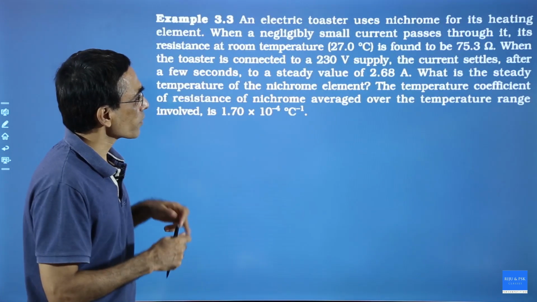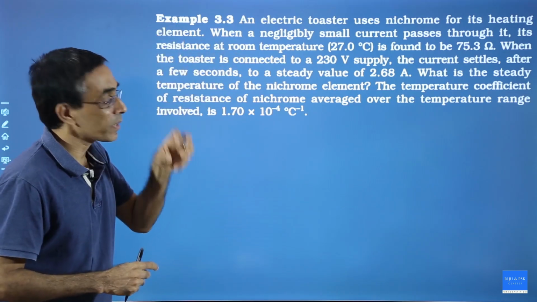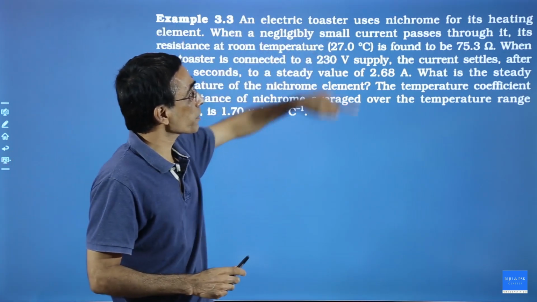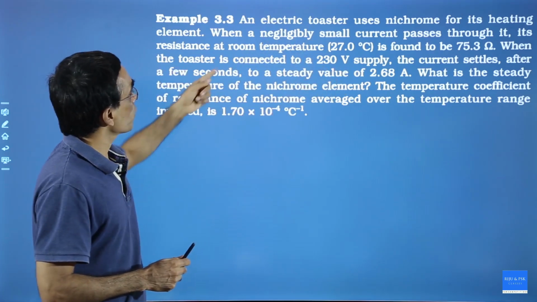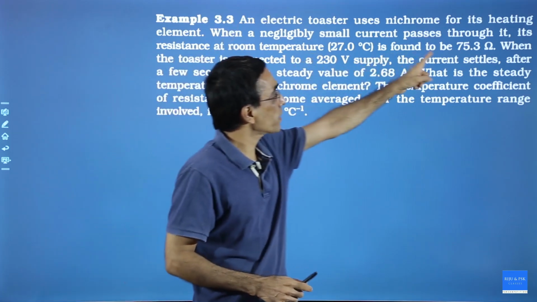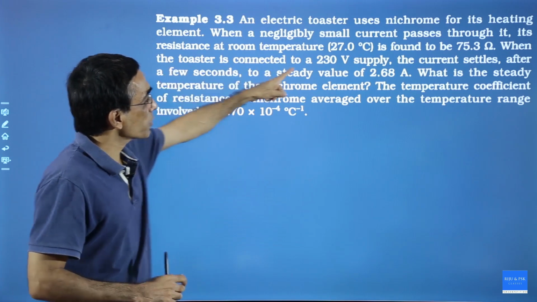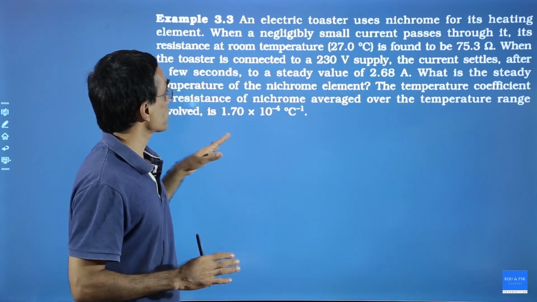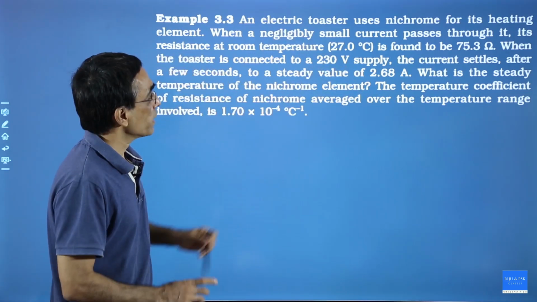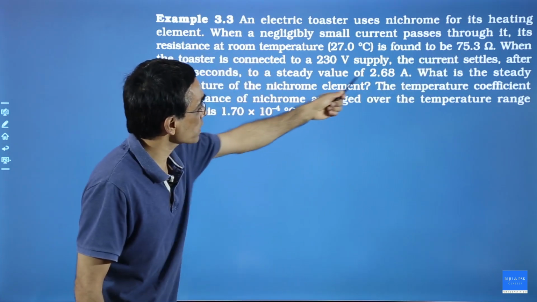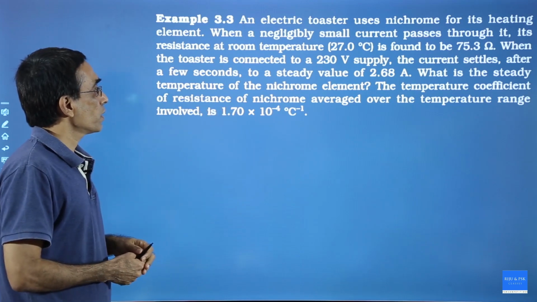Based on this, there is one example in the NCERT textbook which reads like this. This requires a little bit of application of Ohm's law. There is an electric toaster, nichrome wire, small current passes through it, at room temperature 27 degrees Celsius, resistance was 75.3. When the toaster is connected to 230 volt supply, current settles to 2.68. So, you know voltage, you know current, you can find out the new resistance. Initial resistance was 75.3, the new resistance is found from 2.68. What is the temperature of the nichrome element at that time?